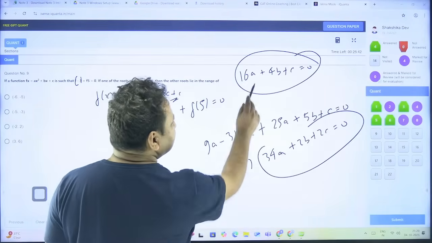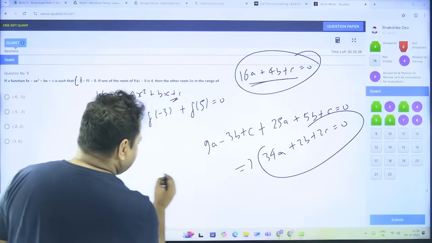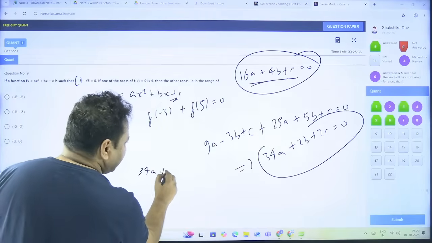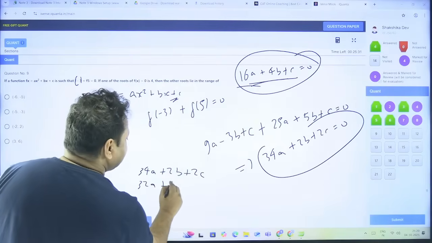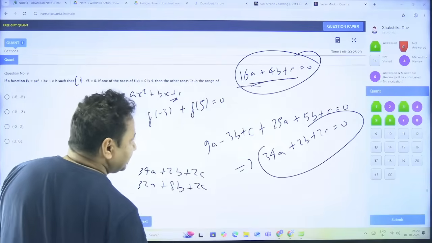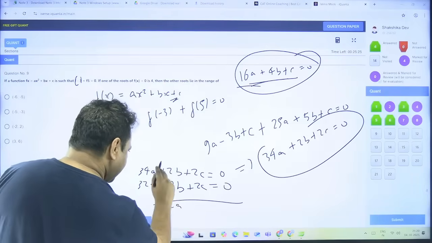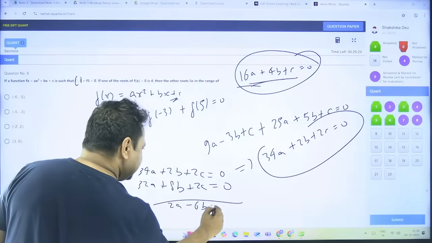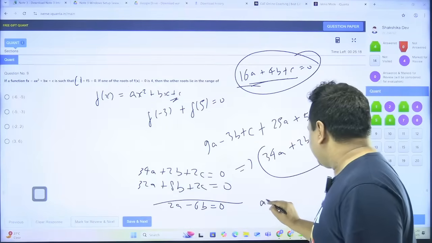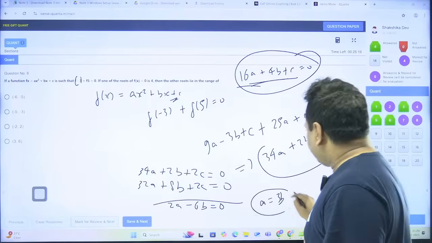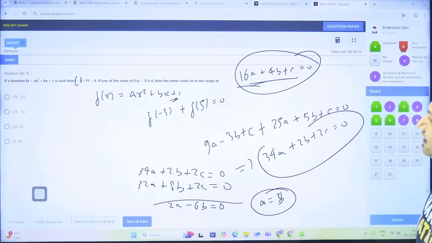Okay, this and this. If I solve it, I'll take double of this and subtract from this. So 34a plus 2b plus 2c. Double of this is 32a plus 8b plus 2c. 0 each. Subtracting, I'll get 2a minus 6b is equal to 0. Nice. 2a is 6b. That means a is equal to 3b. That is what I have got. I can replace that over there. A is 3 times b.